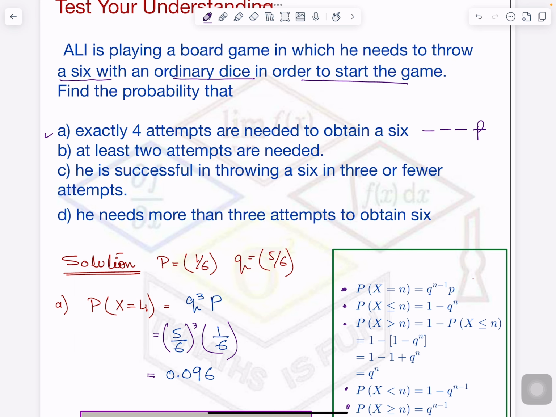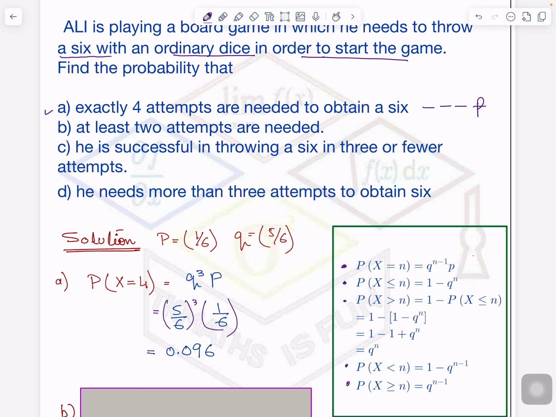So I'm not now doing dashes which I was using to explain, but now I'm writing straight away the formula which I have written on the right hand side. So probability of exactly 4th attempt means this. So it will follow the first formula. So probability of 6 is what? 1 over 6. And not 6 is 5 over 6. Right? Which I have mentioned here.